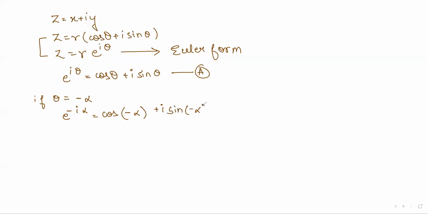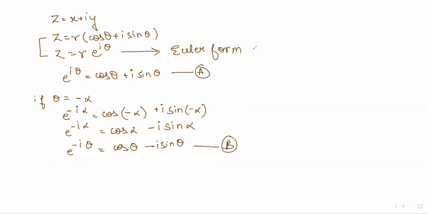So cos of minus alpha plus i sine of minus alpha. Cos of minus alpha is equal to cos alpha, because this is in the fourth quadrant where your cos is positive. Sine of minus alpha has to be minus sine alpha, so this value will be negative sine alpha. So by this, we came to a conclusion that e raised to power i theta is equal to cos theta plus i sin theta, and e raised to power minus i theta is equal to cos theta minus i sin theta. So these equations A and B are important, and Euler form is important.